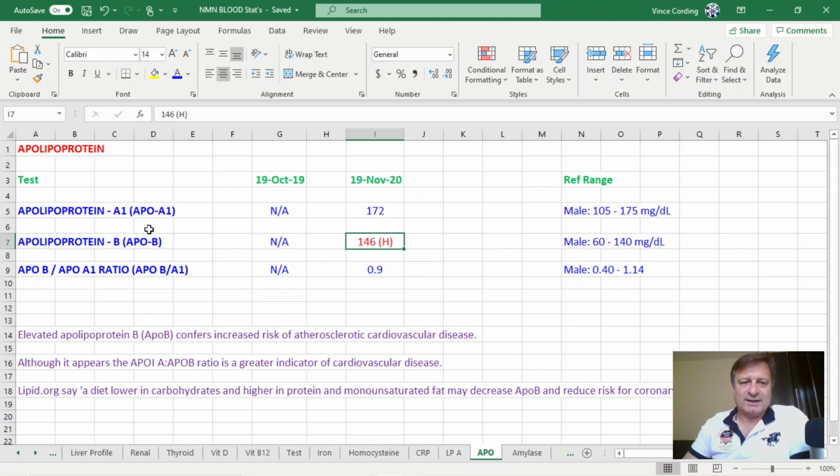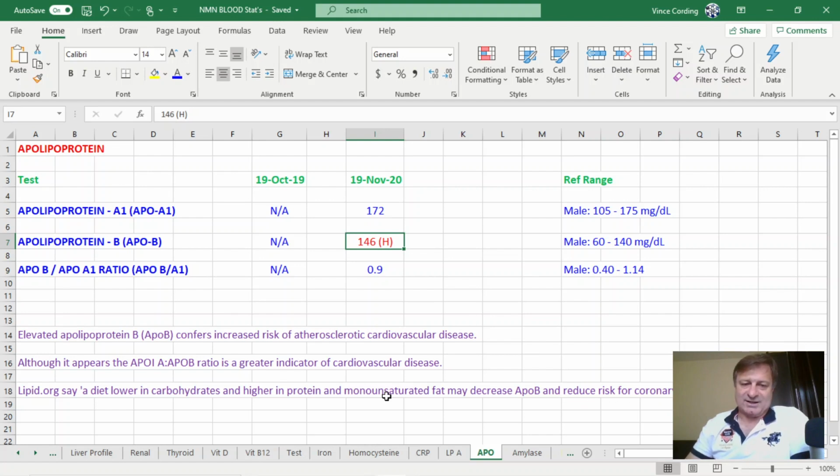Apoprotein, and you've got A1, and you've got B, and you've got the ApoB and A1 ratio. The B is high, and it says if B is high, you've got a greater risk for cardiovascular disease. So that kind of links in with a high LDL. But then if you go to lipid.org, they say a diet lower in carbohydrates and higher in protein and monounsaturated fat may decrease ApoB and may reduce the risk for coronary heart disease.